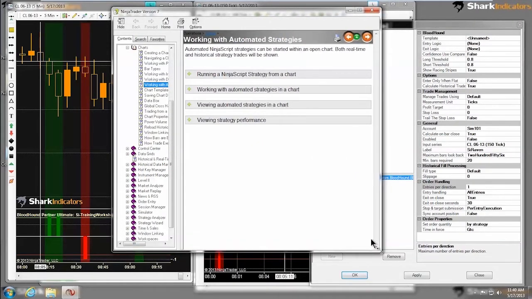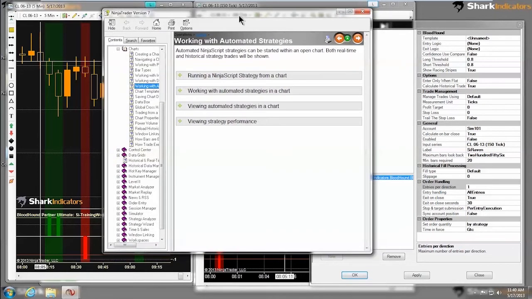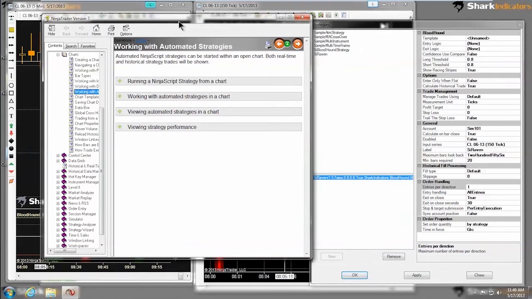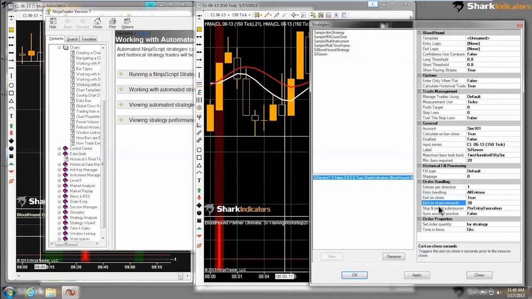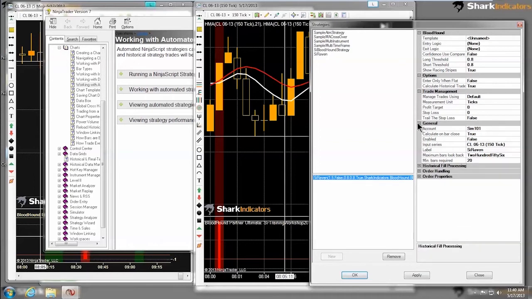You can hit F1 and it opened up with working with automated strategies. So it took you right to the right section, and then you can go through this and read up on what all of these individual parameters do for a strategy. These aren't specific to Raven. All of these parameters for all of these sections are specific to any NinjaTrader strategy.